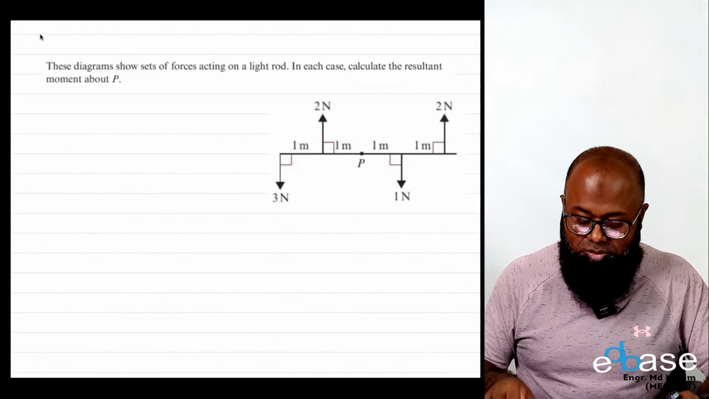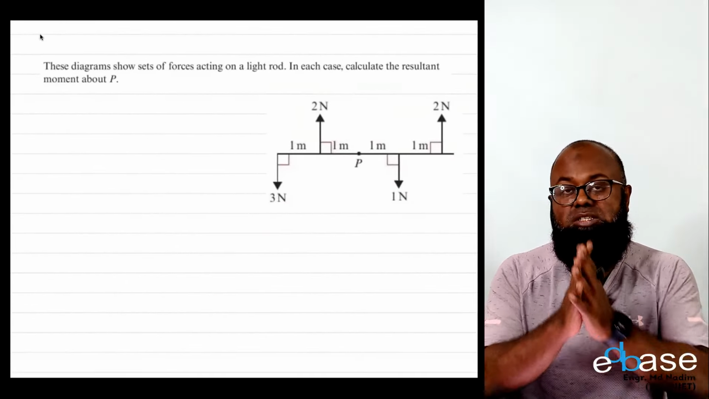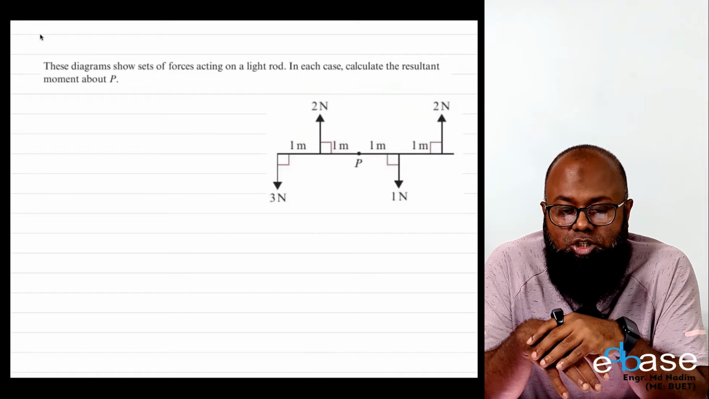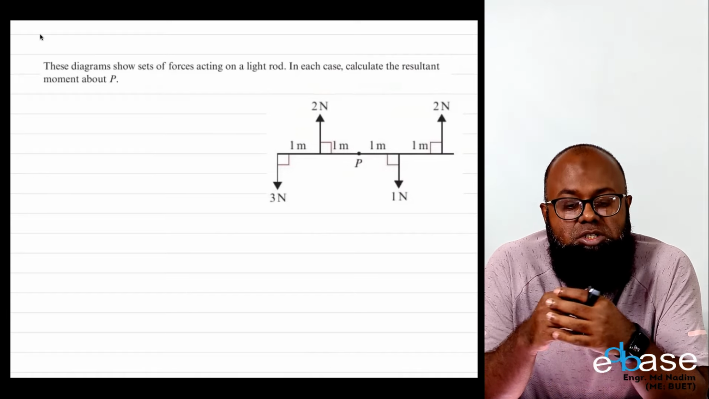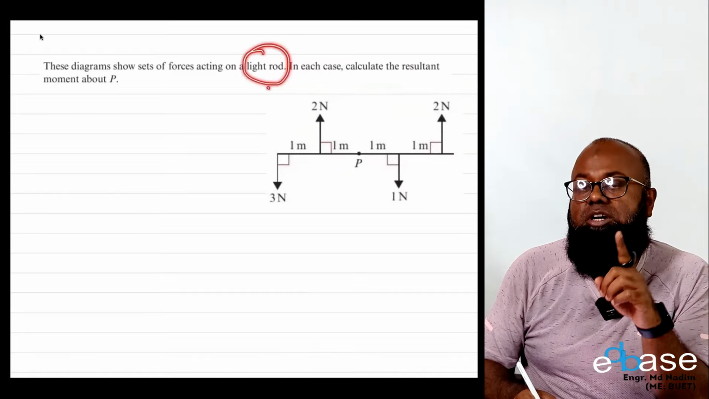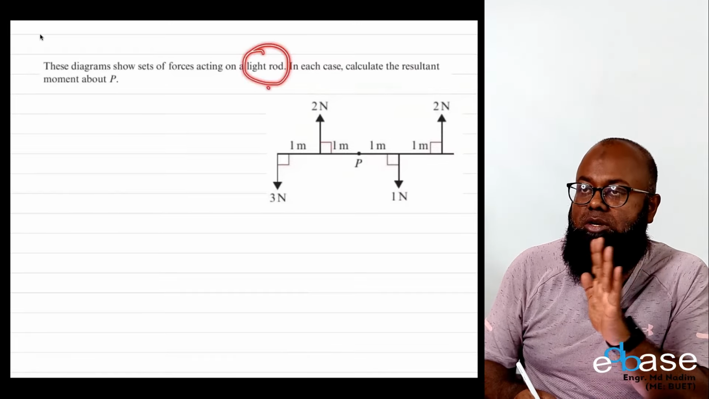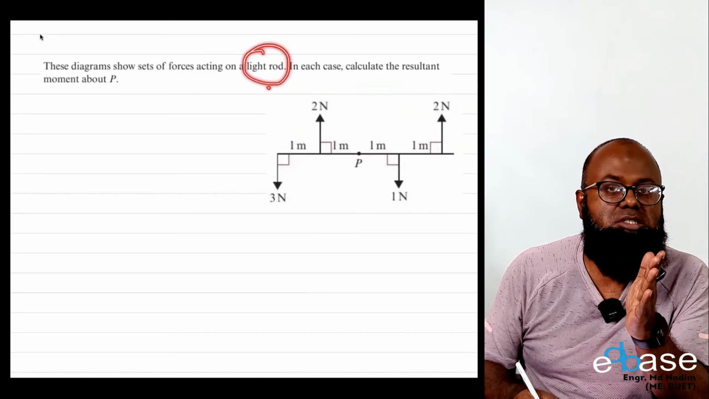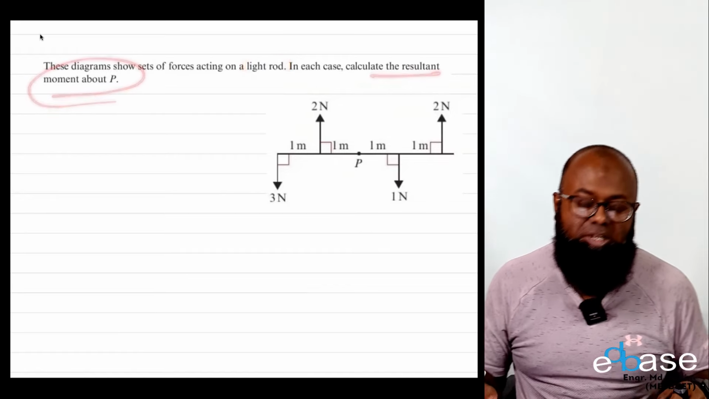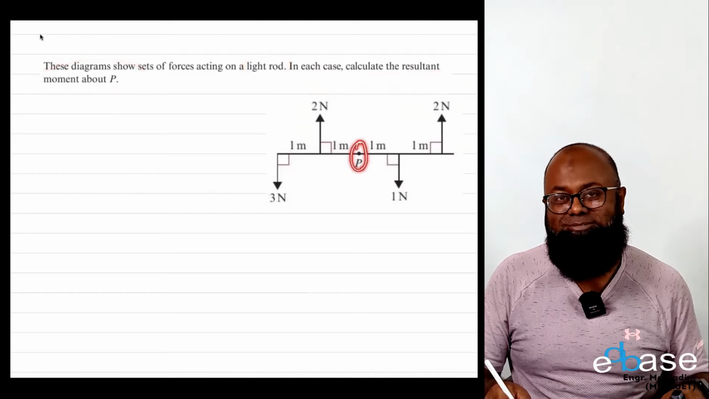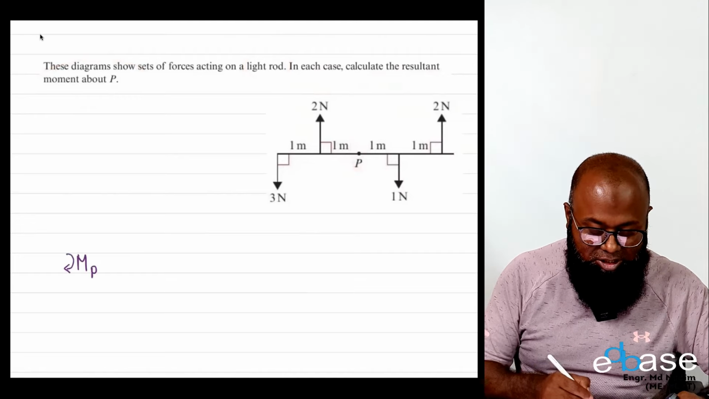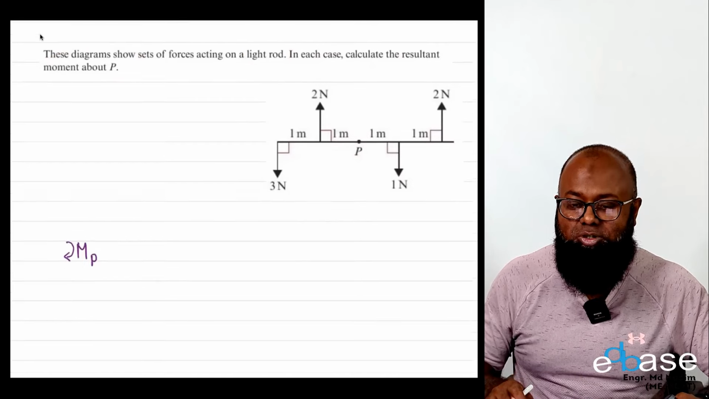Now, I will try to discuss this sum to you. Look at this sum, guys. This diagram shows sets of forces acting on a light rod. Very important. What did I say? Whenever you will be mentioned light rod, that means no weight of the rod should be considered. It is negligible. In each case, calculate the resultant moment about P. So this is my reference point now. So I will find moment about P, and I have taken the clockwise sense of rotation as positive.